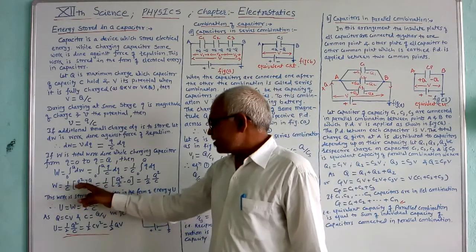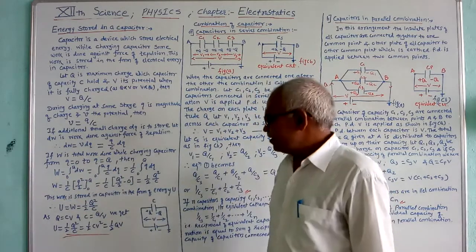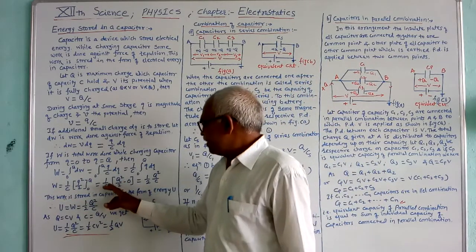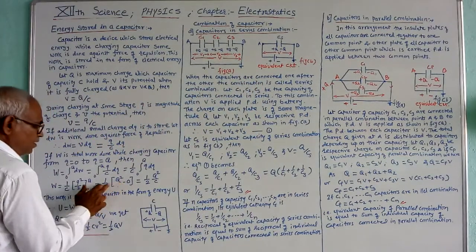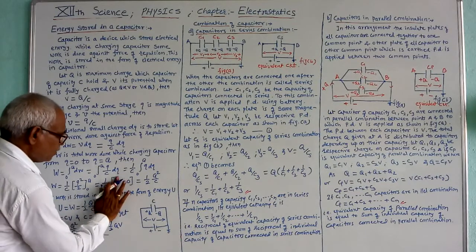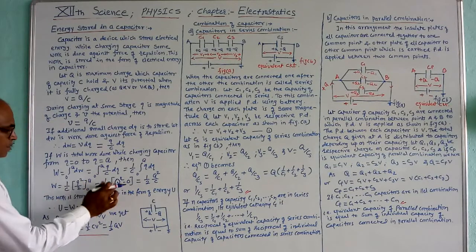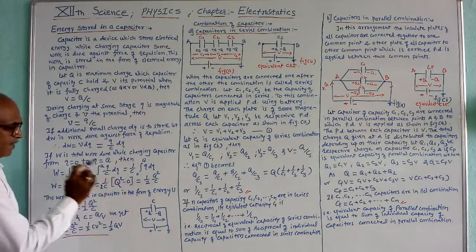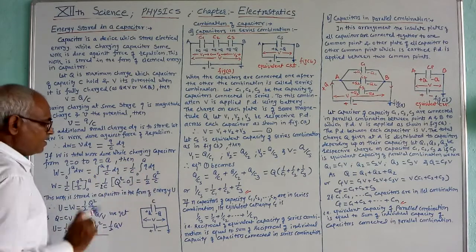Substitute the limits of integration here. Let us take 1 by 2 outside the bracket. We get 1 by 2C, q square upper limit minus the lower limit, so here we write 1 by 2 q square by C.